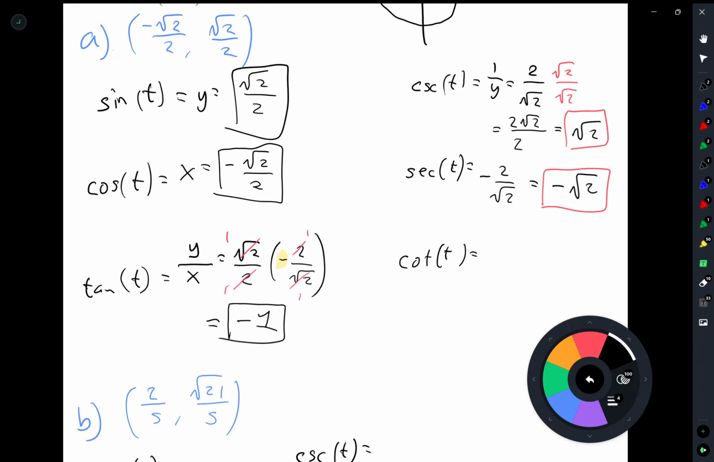Okay, last but not least, cotangent of t. You can use the unit circle definition, which is x over y, or you can use the identity, which I recommend. Remember that tangent and cotangent are reciprocals of each other. So this is 1 over negative 1. And in that case, that just simplifies down to negative 1.